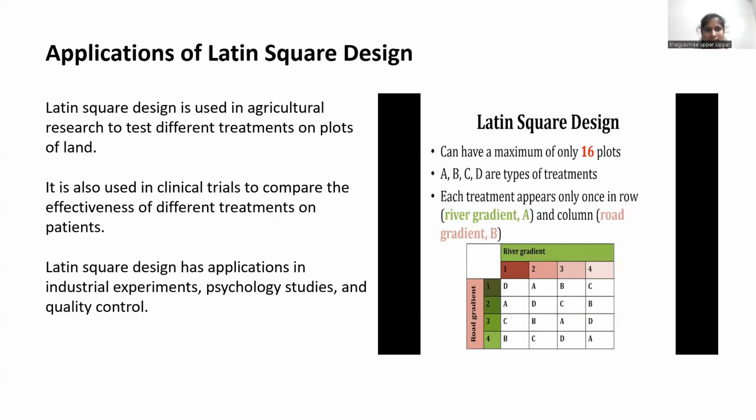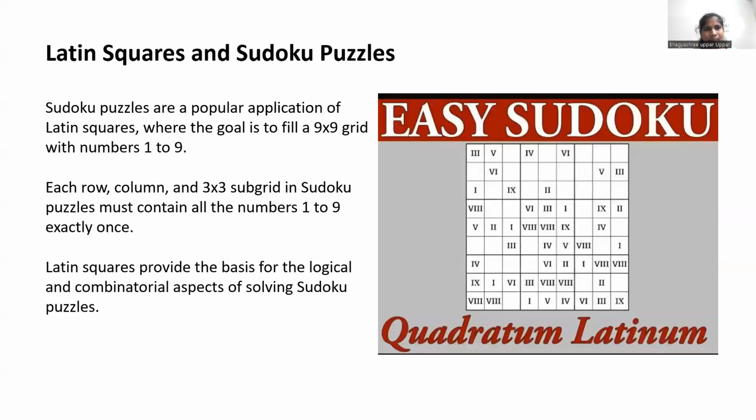Applications of Latin square design. Latin square design is used in agricultural research to test different treatments on plots of land. It is also used in clinical trials to compare the effectiveness of different treatments on patients. Latin square design has applications in industrial experiments, psychology studies, and quality control.